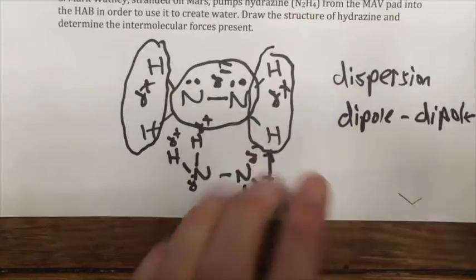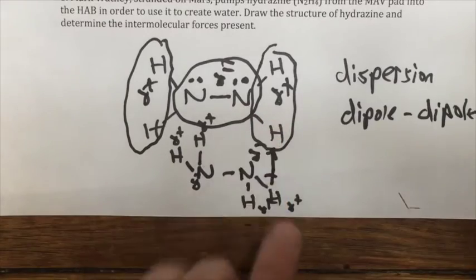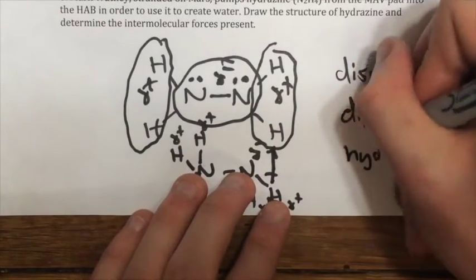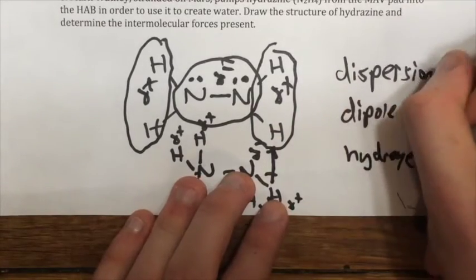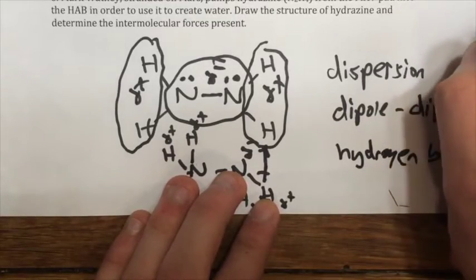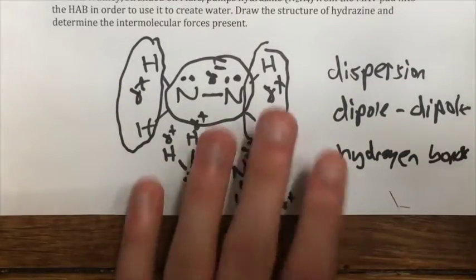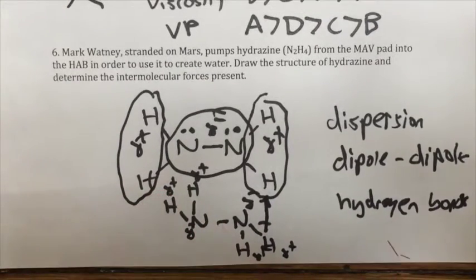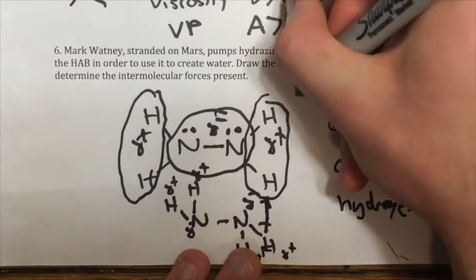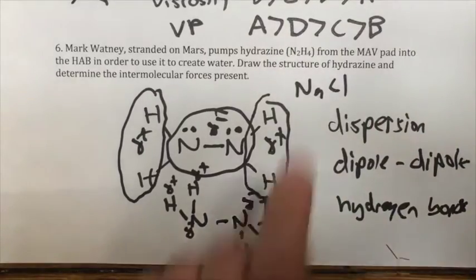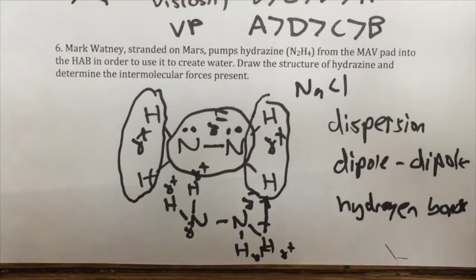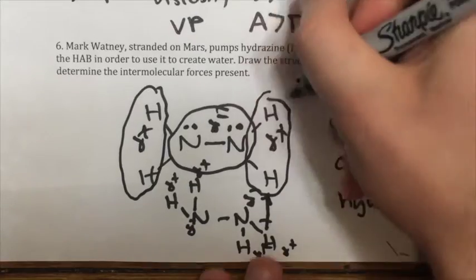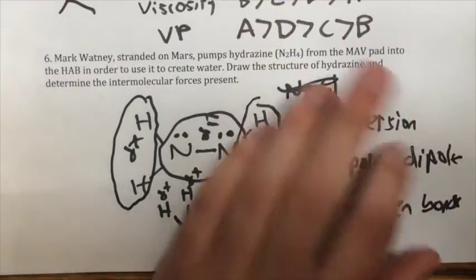And because this nitrogen is bound to hydrogens, you're also going to form hydrogen bonds. Now, if we wanted this to have ion-dipole forces, we would need to add a salt. So basically, if you read a problem and you don't notice a salt, you're not going to have ion-dipole. But if we added a bunch of sodium chloride, we would form ion-dipole interactions. But currently we don't have those.